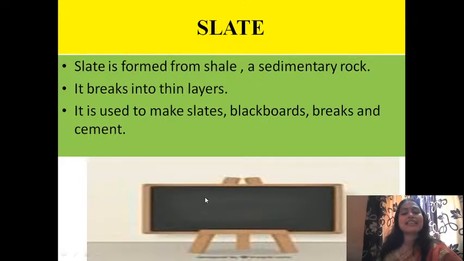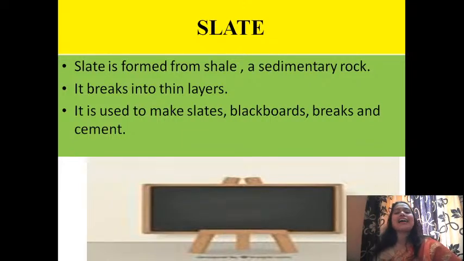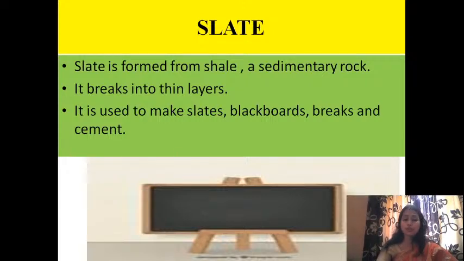So slate is a type of metamorphic rock. Slate is formed from shale, a sedimentary rock, and it breaks into thin layers. It is used to make slates, blackboards, bricks, and cement. Cement which we are using to make our big buildings, right? Your house is also made with cement, bricks, and all. So these all things are made by slate.